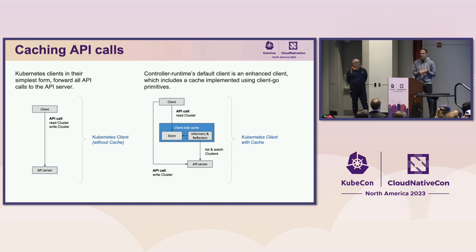What controller runtime is doing, if you just take the default client that controller runtime gives you, is that it essentially uses a cache for read calls. The write calls still go directly to the API server, but all the read calls hit a local cache and return whatever is in that cache. To fill that cache, the controller runtime cache runs informers and reflectors, which list and watch objects and then store them in a local store.